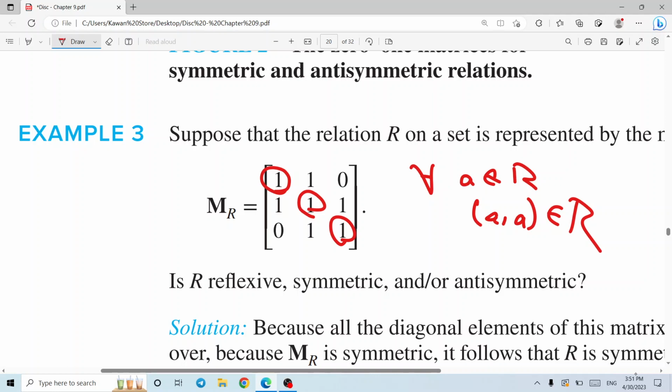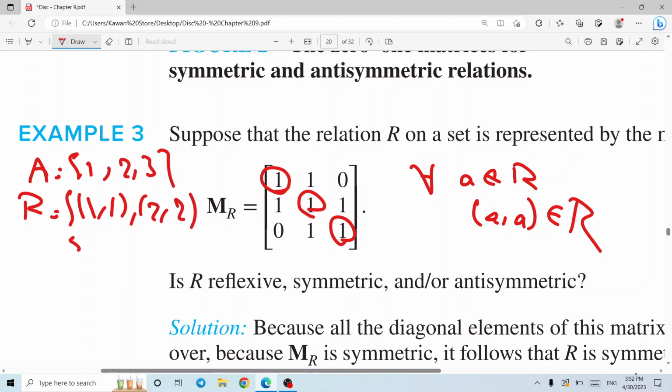You didn't get it? Look, I have A equal to {1, 2, 3}. R is what? (1,1), (2,2), (2,3). So tell me, is this relation on A reflexive or not? We say not. Why? Because we don't have (3,3). If I have an element, I should have the pair with itself: (1,1), (2,2), (3,3).